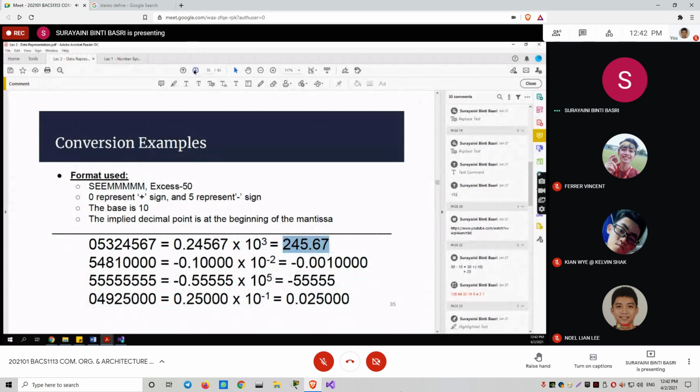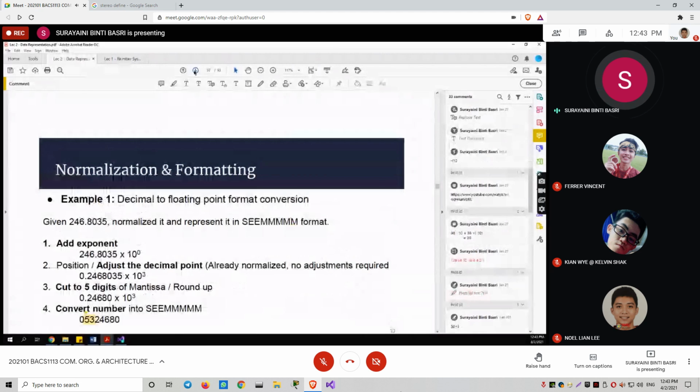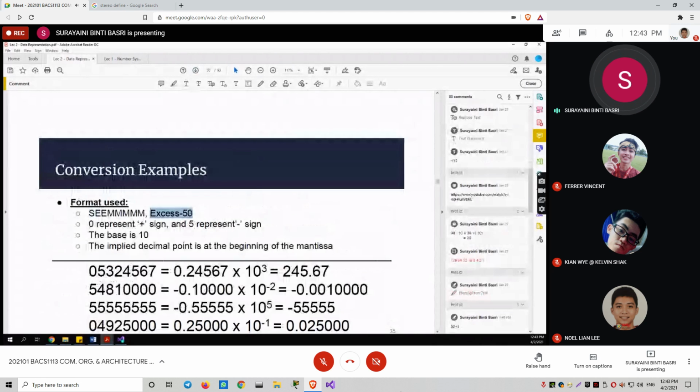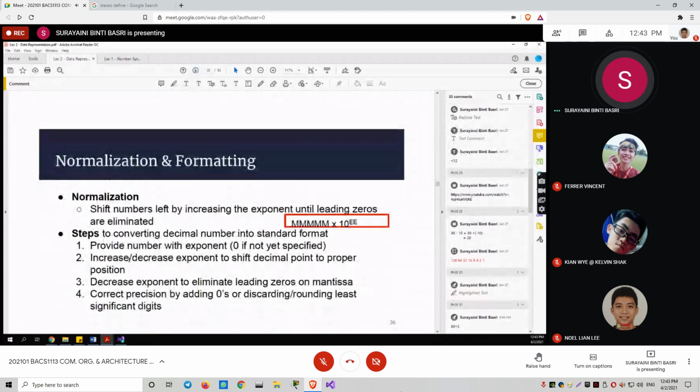Okay, so when you want to convert a decimal number into this format using the rule of excess 50, this is the step you need to do. First, you need to do the normalization. The normalization is the process of making your decimal number into this format, into the exponent format. So first we need to do the normalization.